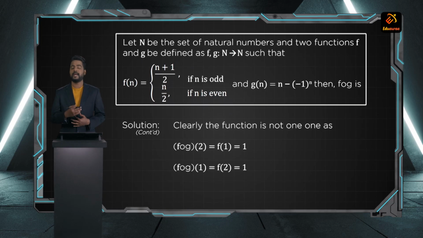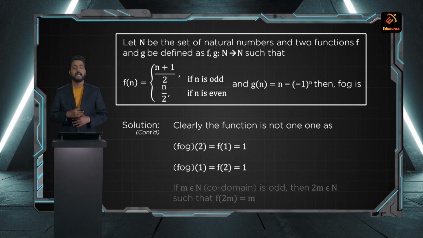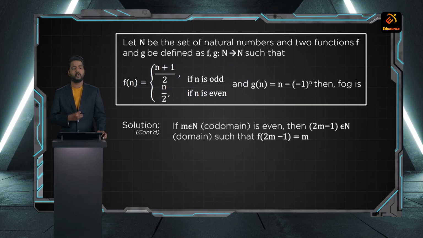even. Clearly the function is not one to one, as f of 2 is equal to f of 1 is equal to 1. But if m belongs to natural number N, that is codomain, is odd, then 2m will definitely belong to natural number, that will be domain, such that f of 2m will be equal to m, and if m belongs to natural number codomain is even, then 2m minus 1 belongs to natural number domain, such that f of 2m minus 1 will be equal to m.